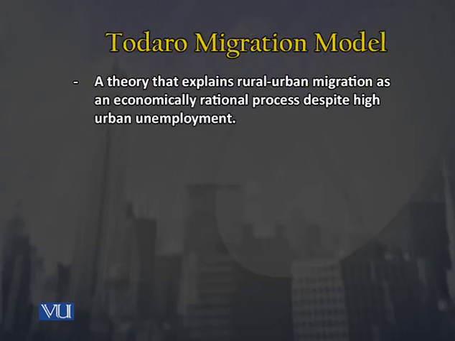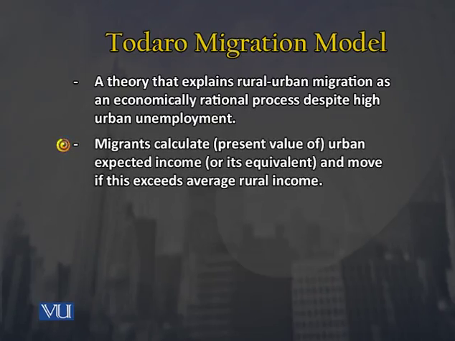As far as the Todaro migration model is concerned, it explains rural-urban migration as an economically rational process despite high urban unemployment. According to this model, migrants calculate the present value of the urban expected income, and then move only if this present value of the expected income, which they will get once they move to the urban areas and become a part of the formal modern sector, is high. They take into account the net present value of all the expected incomes they will be getting, and they compare that with the incomes they are going to get while staying back in the rural area doing whatever they were doing earlier.